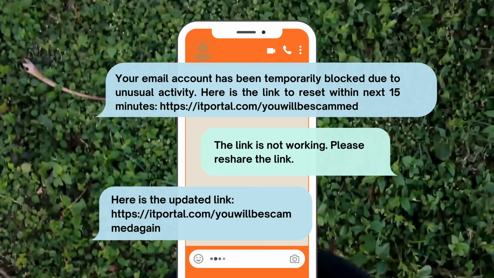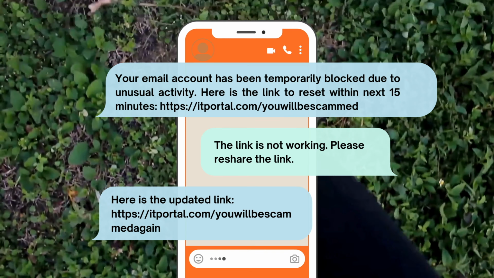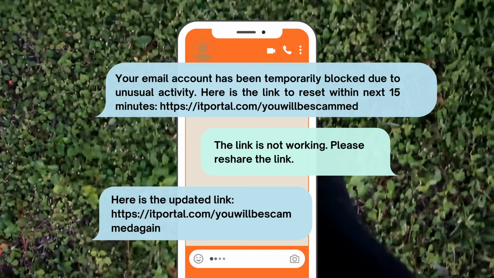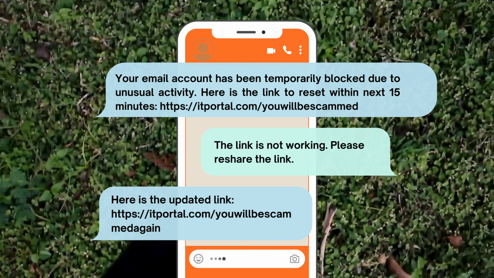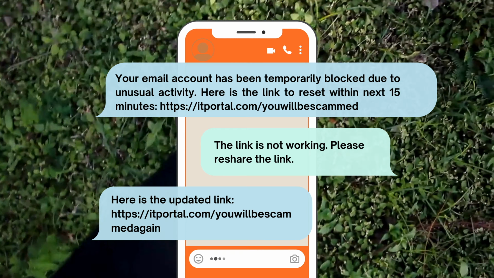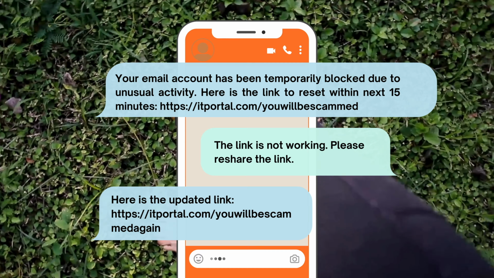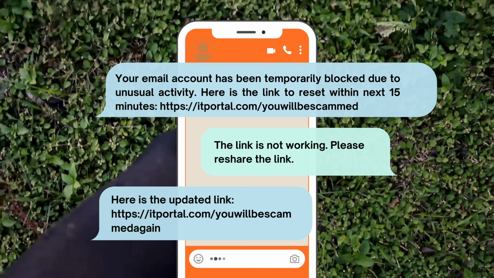Now, the second type of social engineering attack is smishing, also known as SMS phishing. It involves sending text messages which appear to be from a bank or a company. Attackers exploit the trust associated with that particular entity who has sent the message.